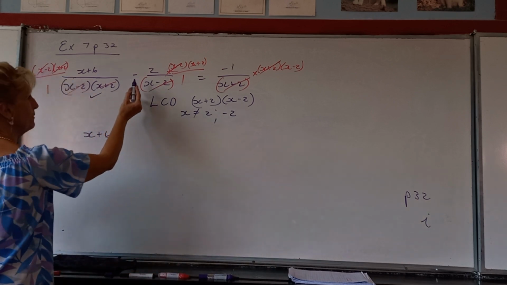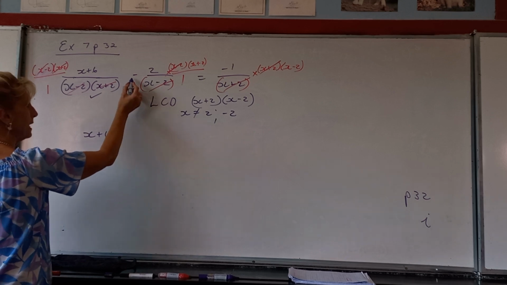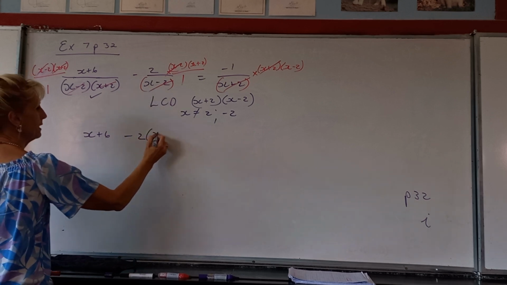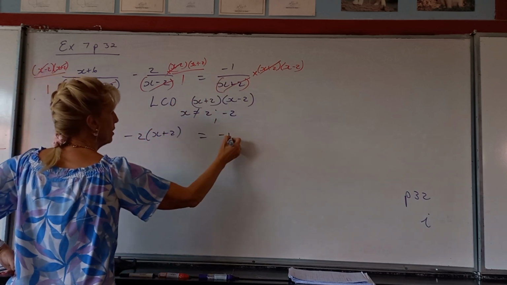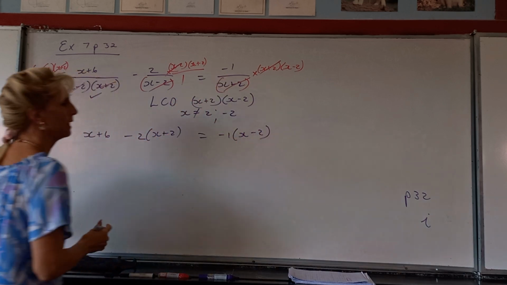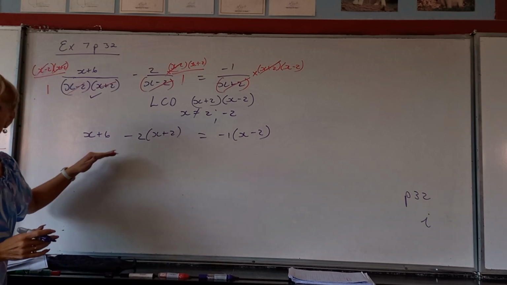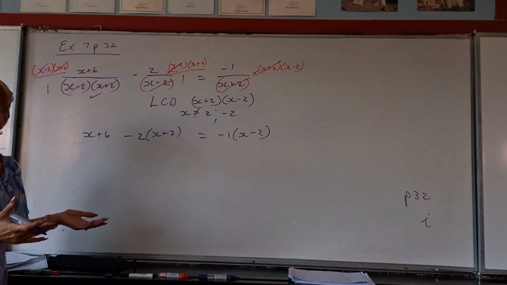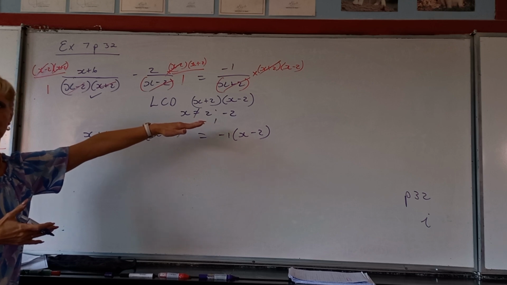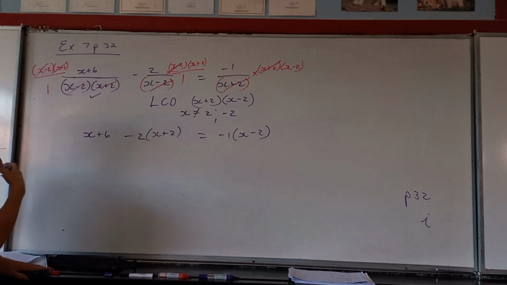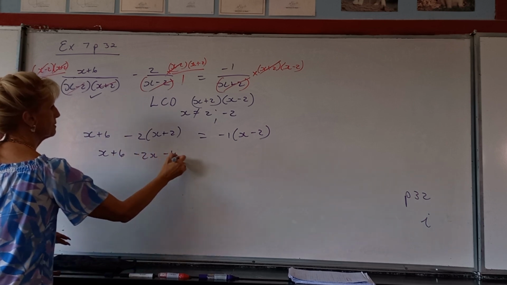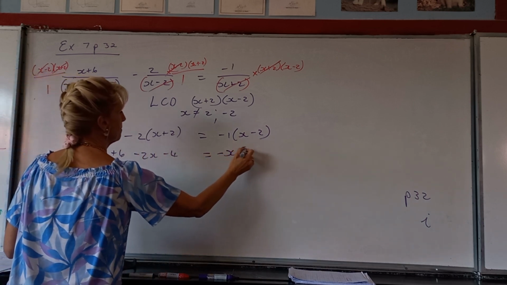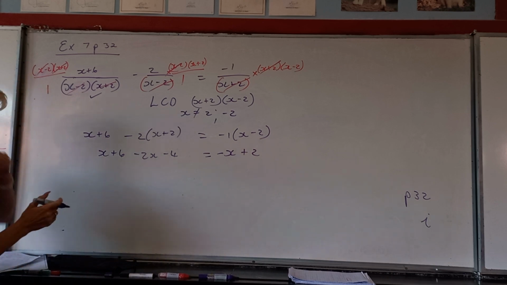So that there's no more fractions. So what's left here? Negative 2 bracket x plus 2. Then is equal, then it's negative 1 times x minus 2. And if you still got a floating denominator here, you missed the point. Then your LCD wasn't right. So now, normal sum further. We've got x plus 6 minus 2x minus 4 minus x plus 2. And let's add them together.